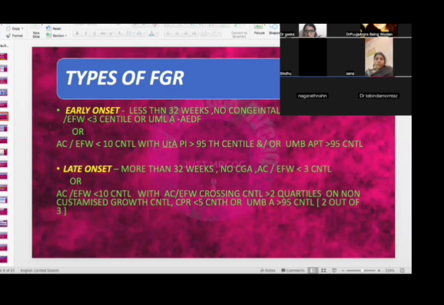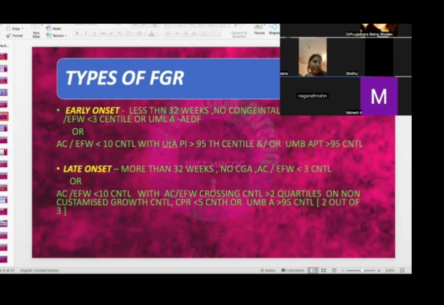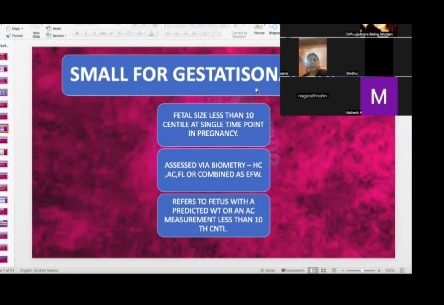More than 32 weeks, no congenital anomaly, less than 3 centile. There is one more addition, when there is absent diastolic flow. Then for AC less than 10 centile, it has to be associated with early mean PI, uterine and umbilical both. If only umbilical is also more than 95 centile, then it is applicable in case of less than 10 centile. Now, small for gestational age.